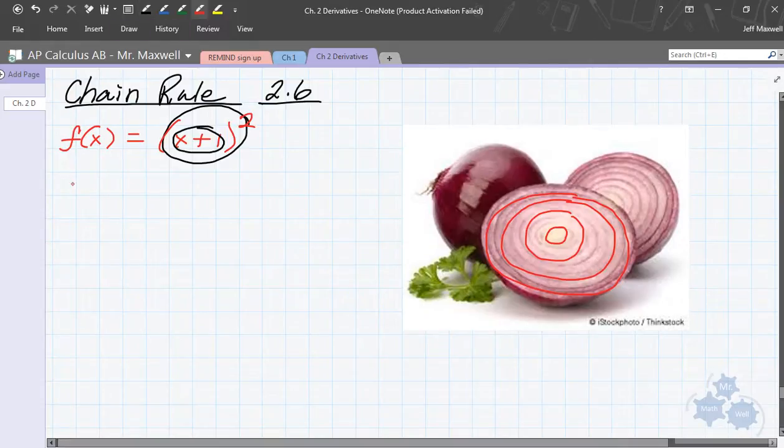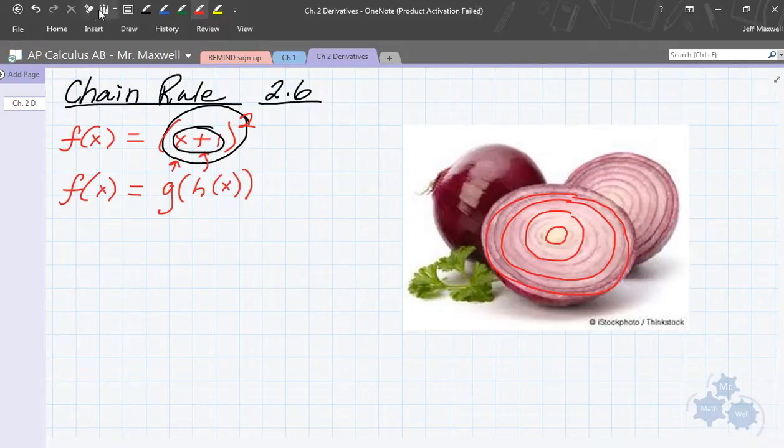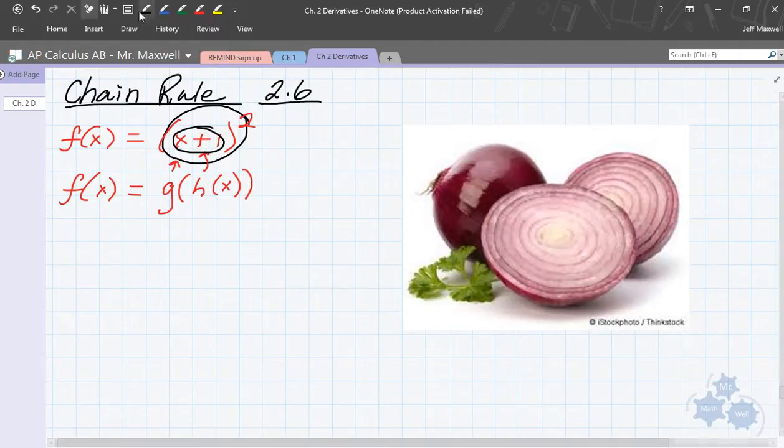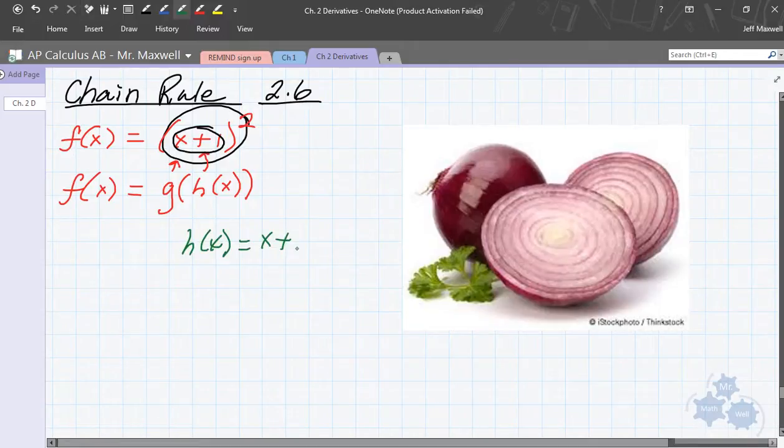So really, this f of x could be written as two different functions. The first one, the outside function, could be a g function, okay? And the inside function may be an h function. And so this is how we might express this. So just take a moment to absorb that, if you will. Don't let it make you cry, like onions do. But I want you to see that there's a function within another function, okay? And the h of x, we already said, is x plus 1.